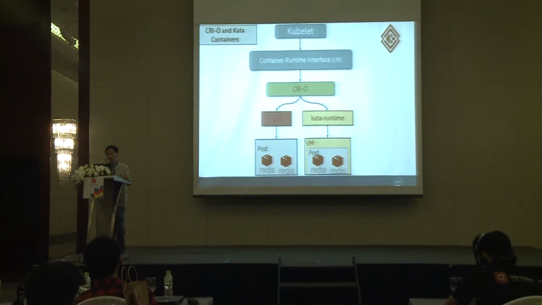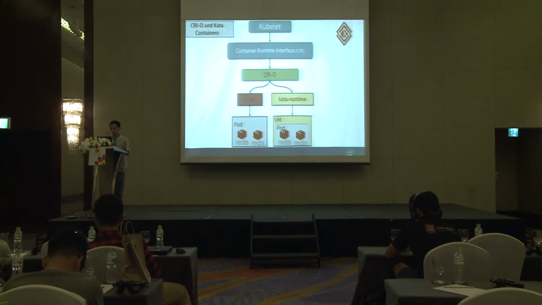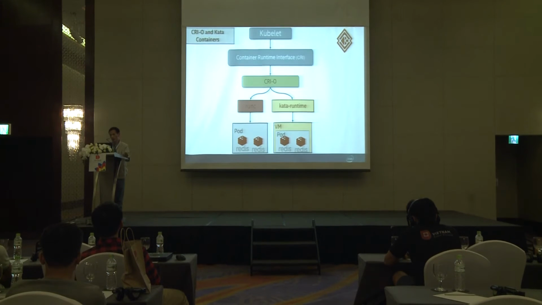And one of the great parts of this is that both runC containers and Kata containers can be deployed in the same Kubernetes cluster at the same time. So, this gives the operator the flexibility to schedule the workload. If the workload is trusted, it can be scheduled to run on runC. If the workload is not trusted, it can be scheduled to run on the Kata container.